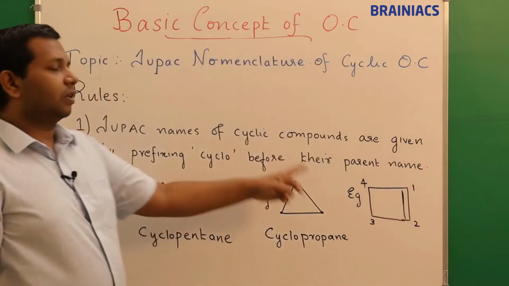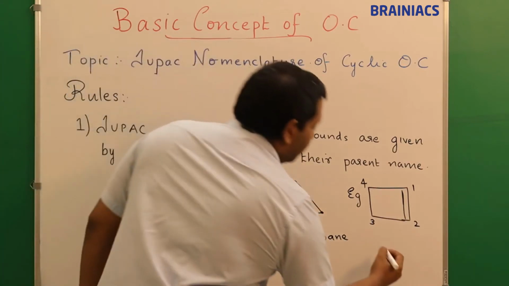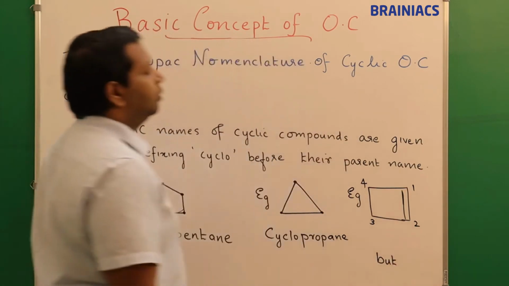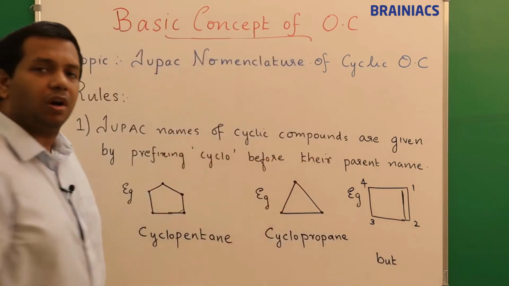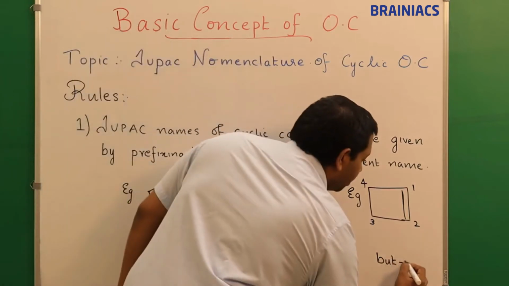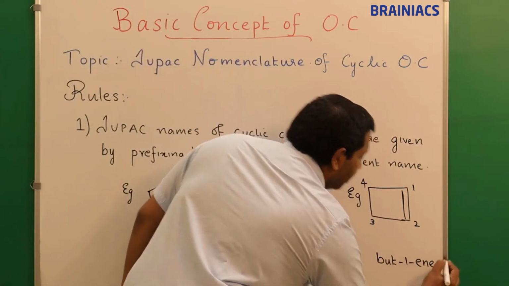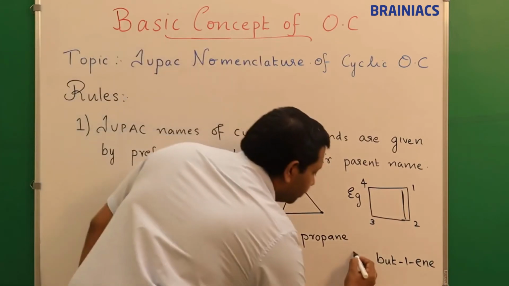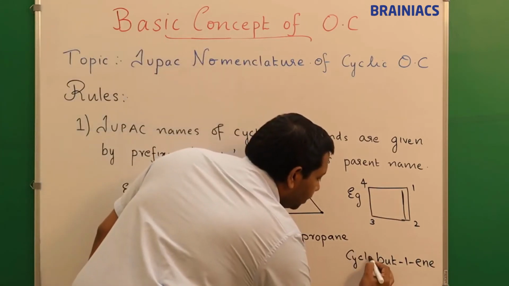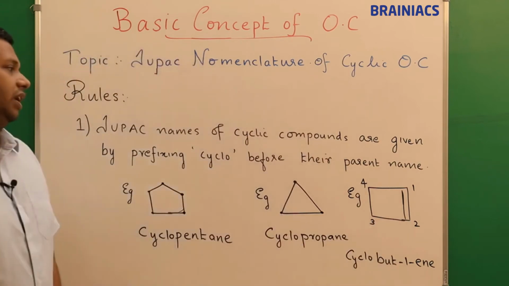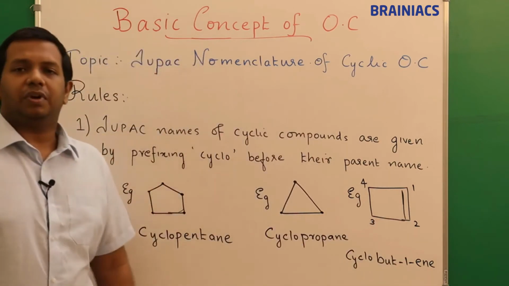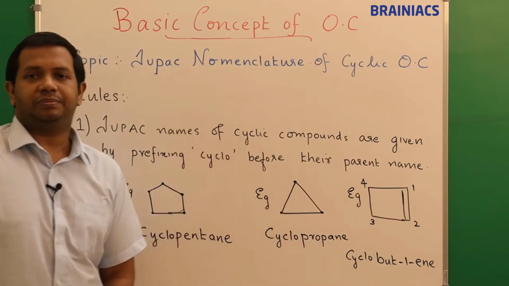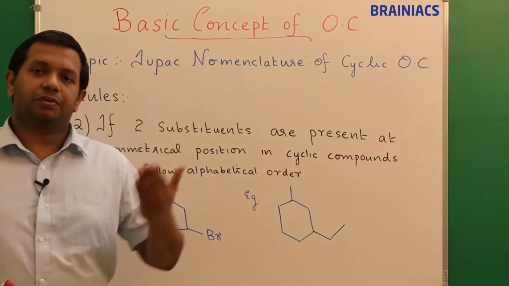So tell me there are 4 carbon atoms. So it should be but, correct? And you know that there is a double bond at position number 1. So I can say but-1-ene. Since it is a cyclic compound, I can add the prefix cyclo. So this will become what? Cyclobut-1-ene. So this is the way you need to number it and name the compound. Now we will go to the next rule.